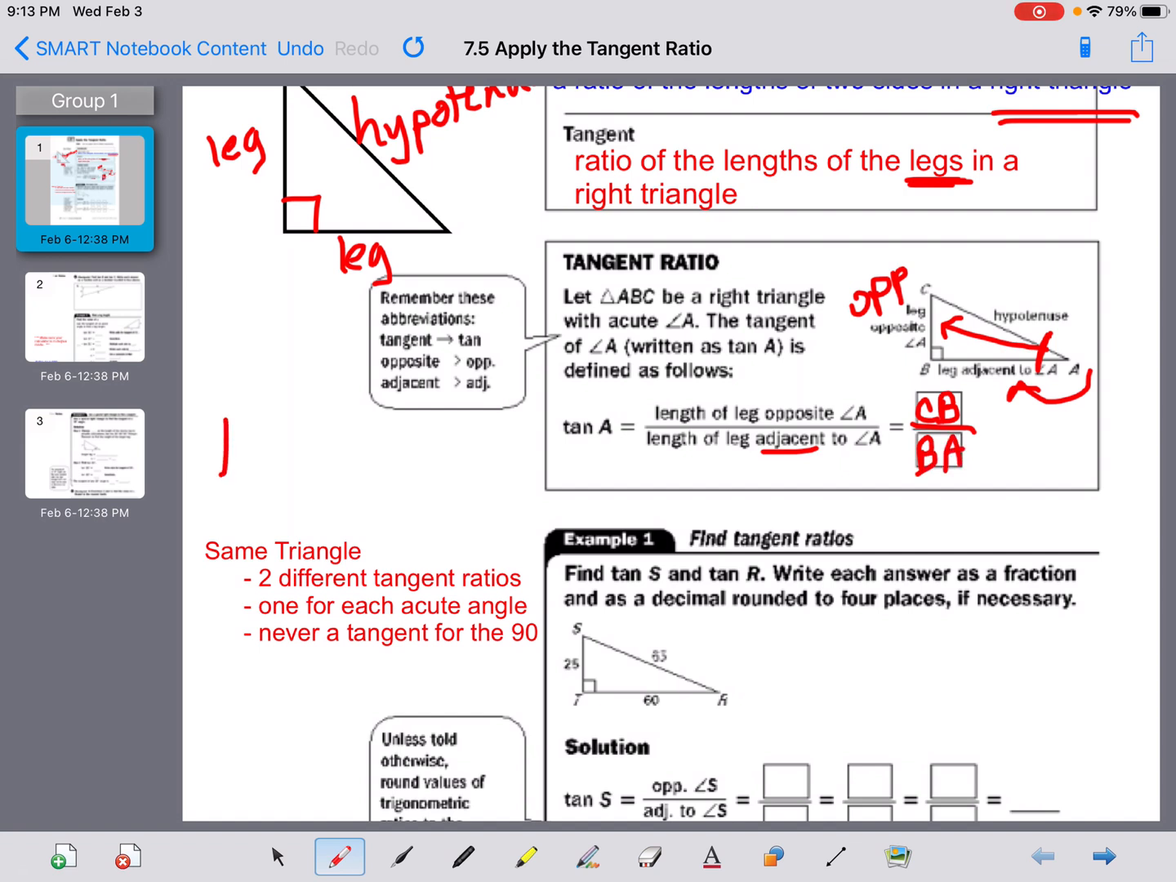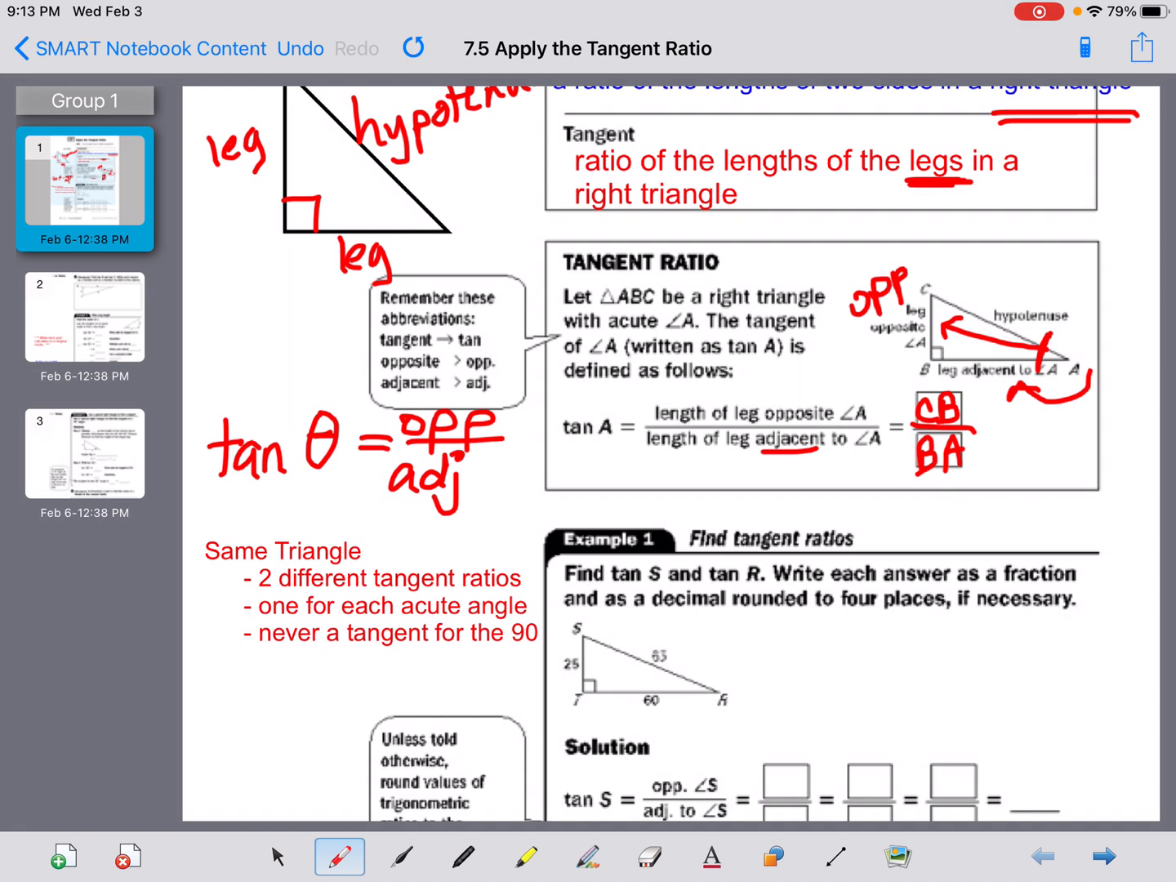So tangent, I'm going to use a little different symbol here, of an angle, okay? That's a Greek letter theta. It stands for an angle. That's all it is. So the tangent of some angle is always going to be the ratio of the leg opposite over the leg adjacent, okay? Tangent equals opposite over adjacent. That's what we're going to work with.